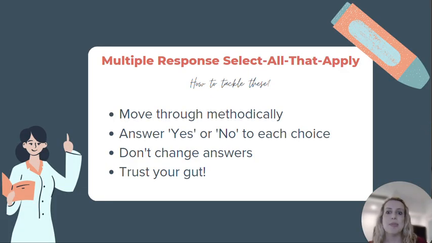So I know these multiple response select all that apply questions can be so much information that's given. It can absolutely seem daunting to tackle. Where do you even begin? But really, I just want you to move through them like any other question.